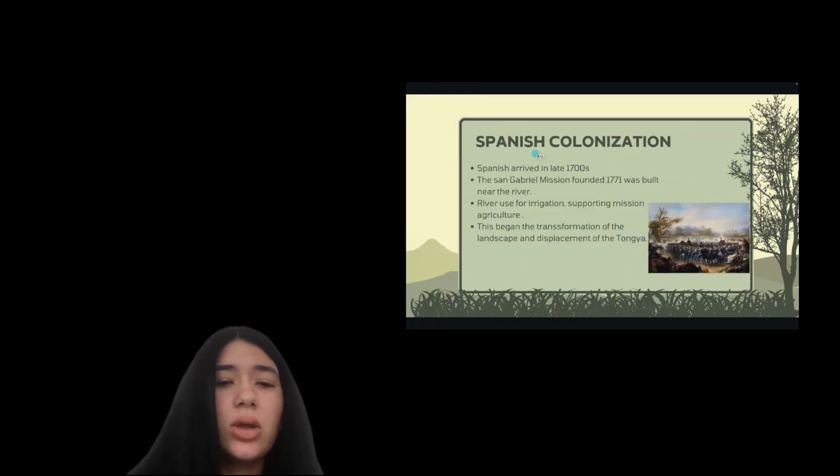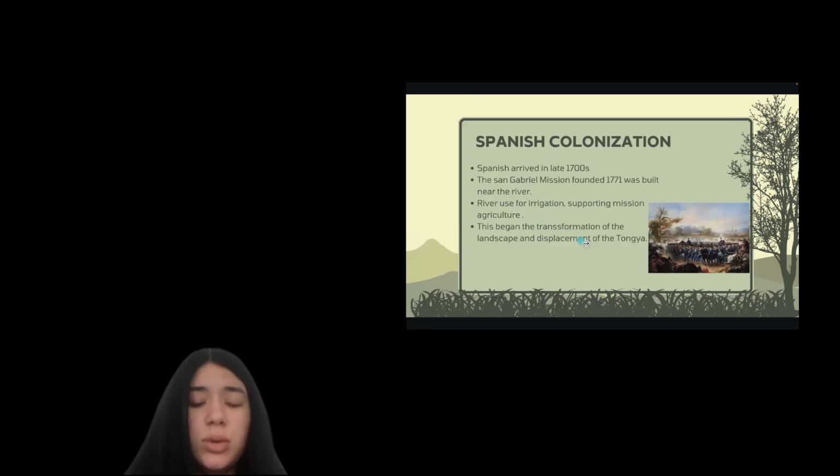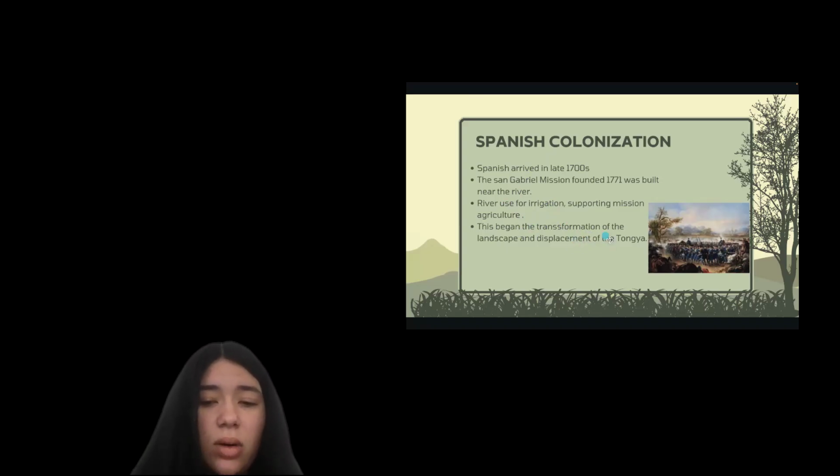Spanish colonization arrived in the late 1700s. The San Gabriel Mission, founded in 1771, was built near the river. The river was used for irrigation, supporting mission agriculture. This began the transformation of the landscape and the displacement of the Tongva.